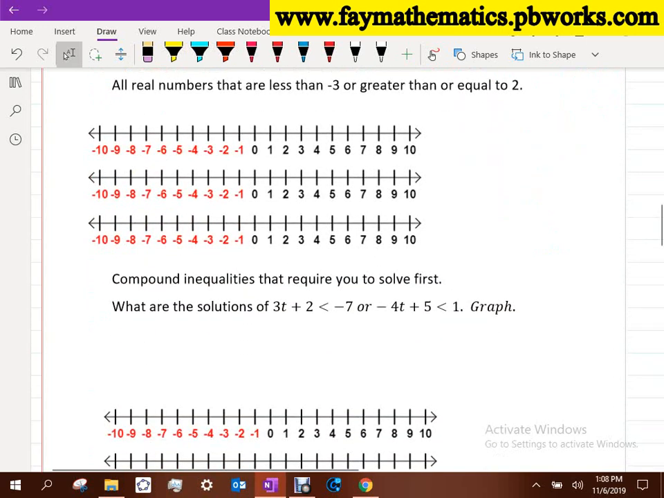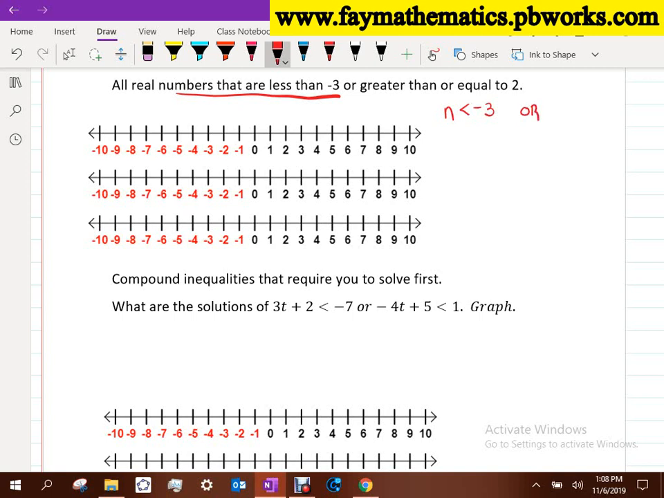All right, let's go to this one. It's all real numbers less than -3. So how do I write that? All real numbers less than -3. Well, give me your variable. Variable n, and less than -3 would be that, right? Does that make sense?